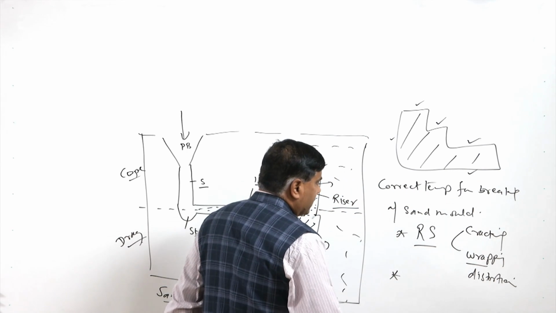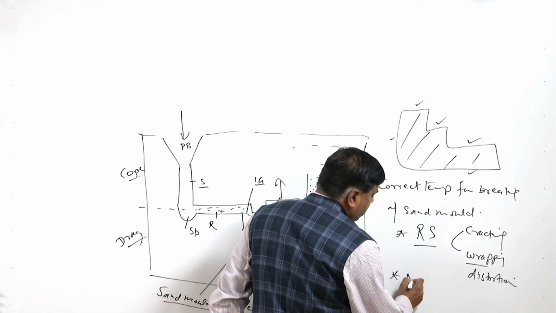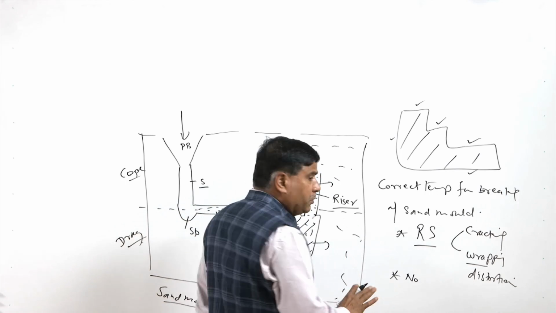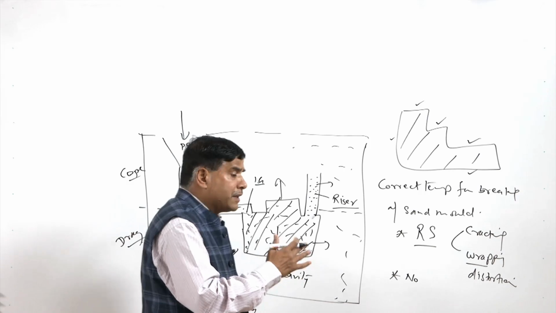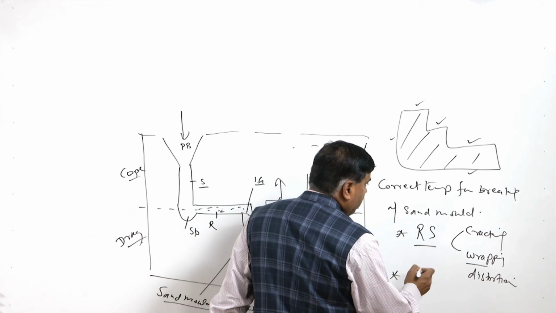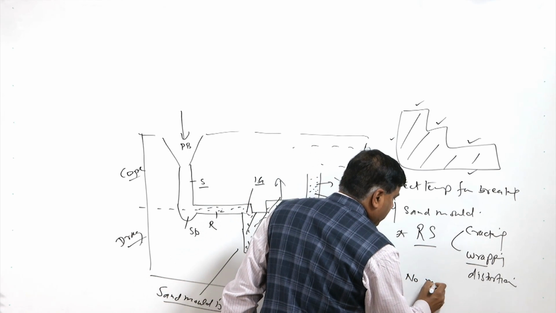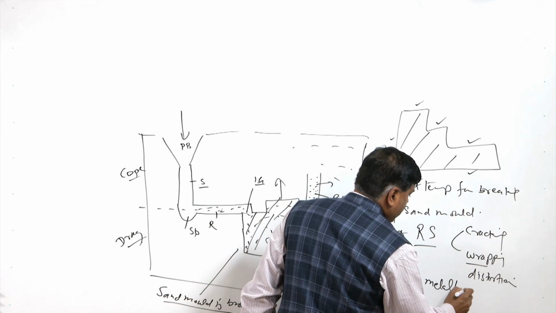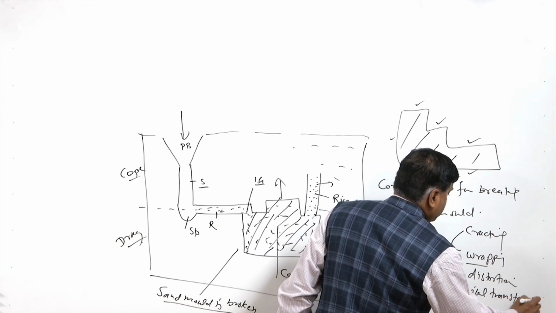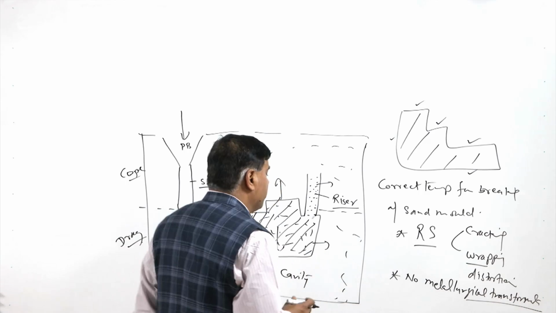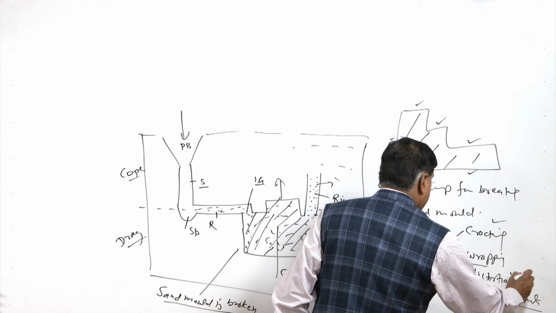Another thing is that no transformation should occur. The casting must be cooled down to such a temperature that thereafter, even if it is exposed to the air, there is no further metallurgical transformation. So the temperature at which the mold should be broken should be such that no metallurgical transformations occur thereafter in the casting, so that it will not have any adverse effect due to the cooling rate. So, these are the two aspects.